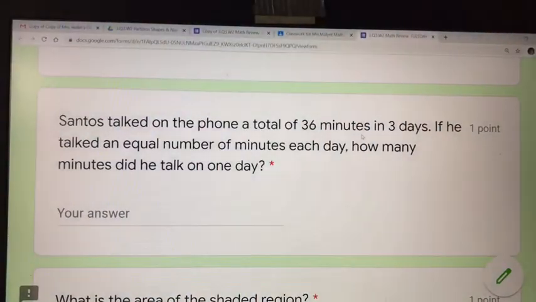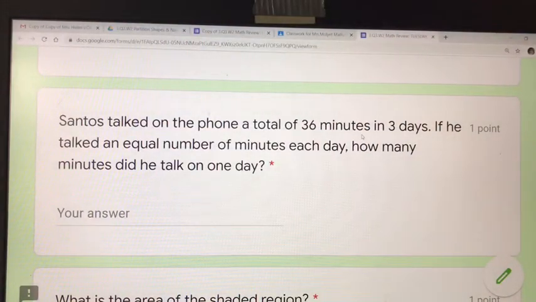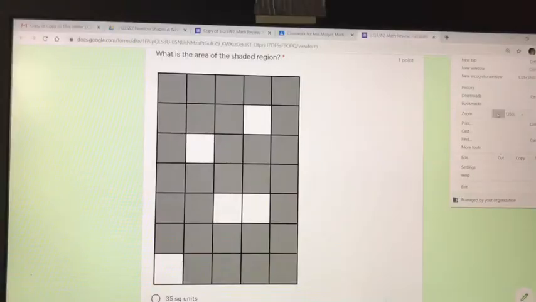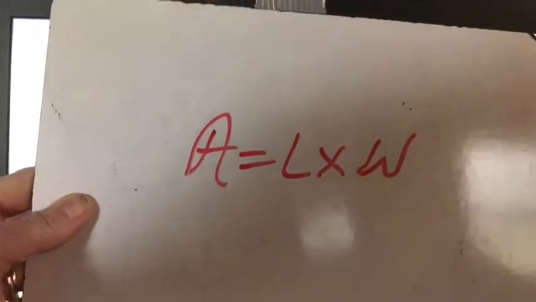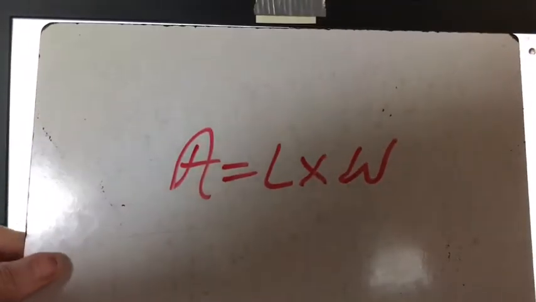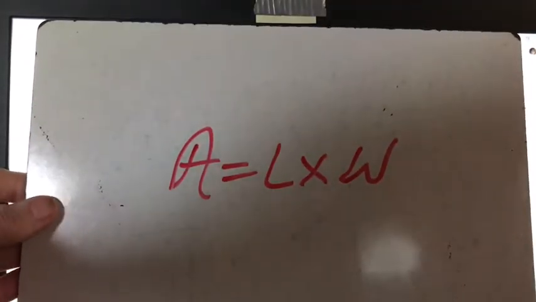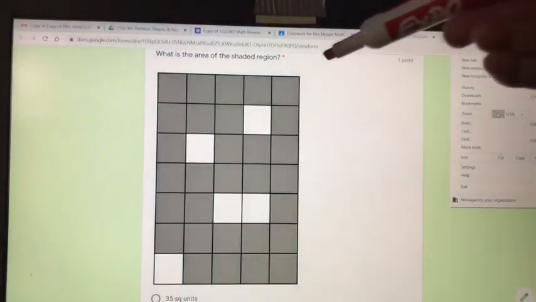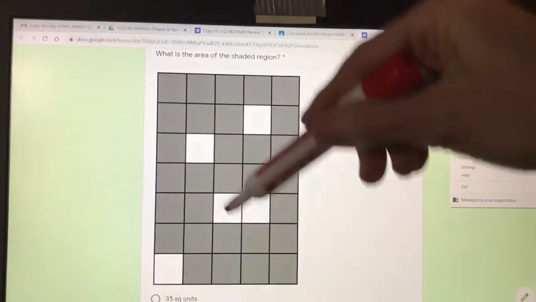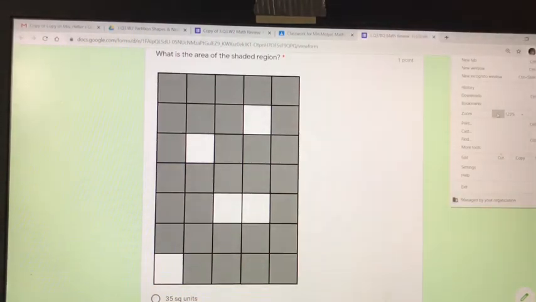So when they ask, how many minutes did he talk on one day? It would be 12. The third problem says, what's the area of the shaded region? Well, I know that area equals length times width. So I can use that idea to figure out the area. The problem here is the shaded region. I can see there's little ones that are not shaded in. So let's see what numbers we are working with.